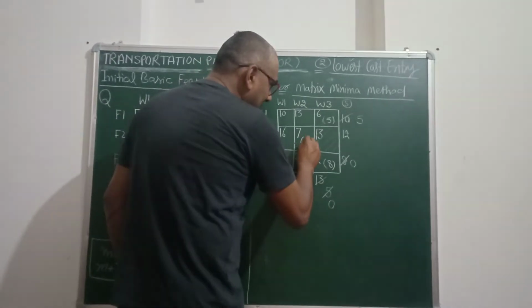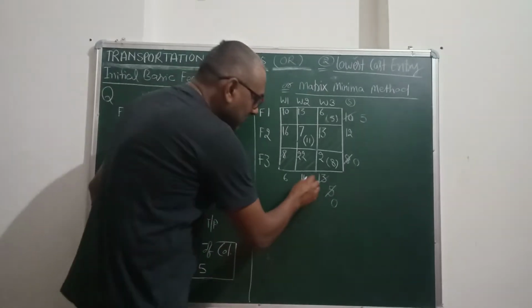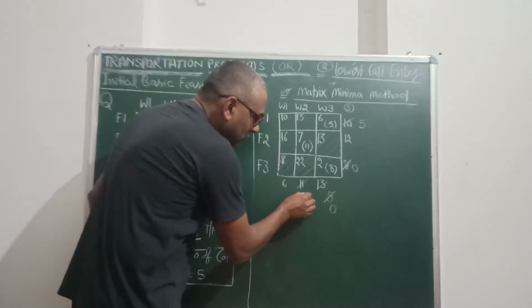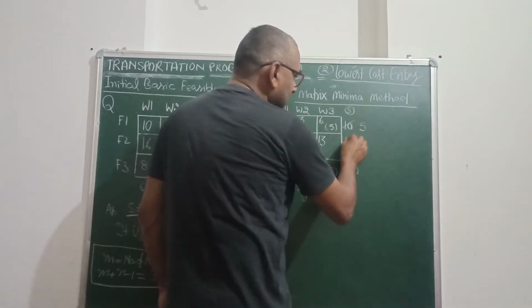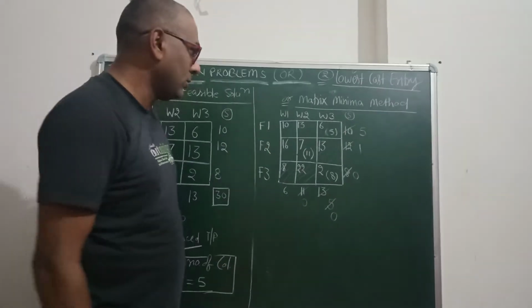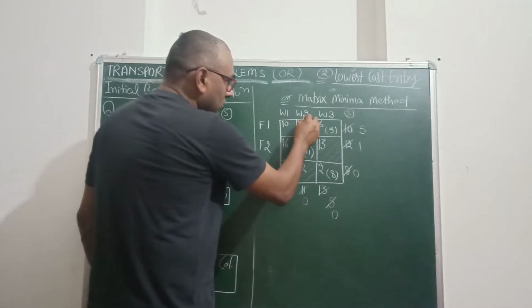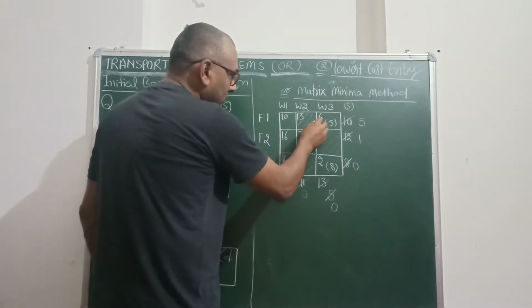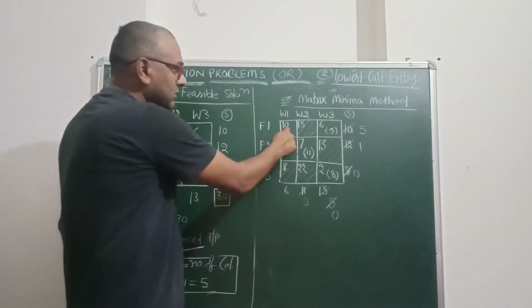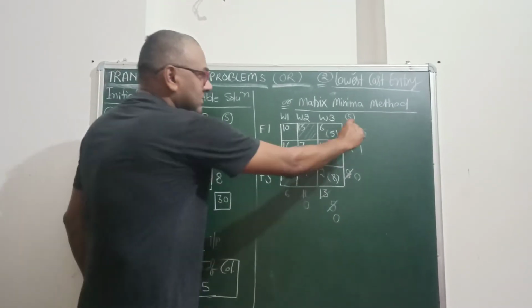Okay, so 11 units have been supplied to the cell and the demand is completed, so no further demand is available, but there is a single unit remaining here. Now you will see that there is no further demand for this warehouse 2, so this cell cannot be made any allocation. Now from these two values you will see that 10 is the minimum value.